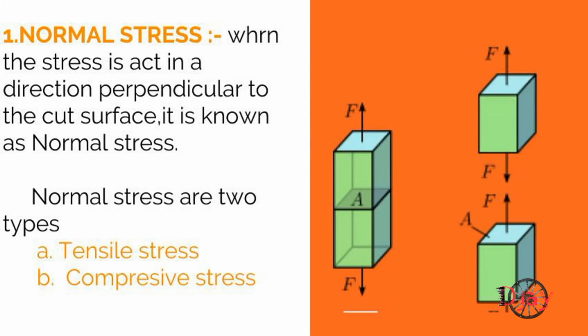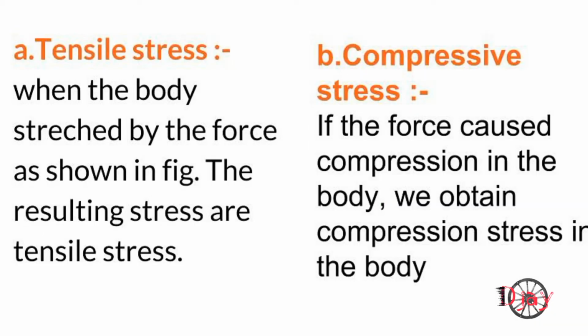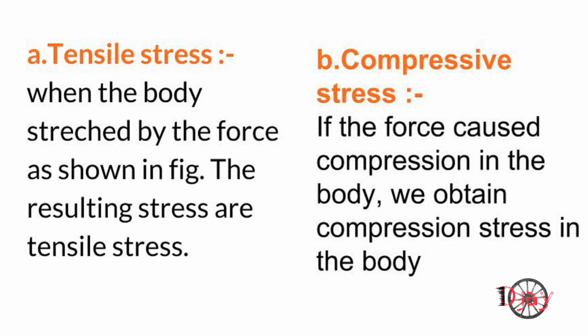1. Normal stress. When the stresses act in a direction perpendicular to the cut surface, it is known as normal stress. Normal stress has two types: A. Tensile stress, B. Compressive stress. A. Tensile stress. When the body is stretched by the forces shown in the figure, the resulting stresses are tensile stress. B. Compressive stress. If the force causes compression in the body, we obtain compressive stress in the body.